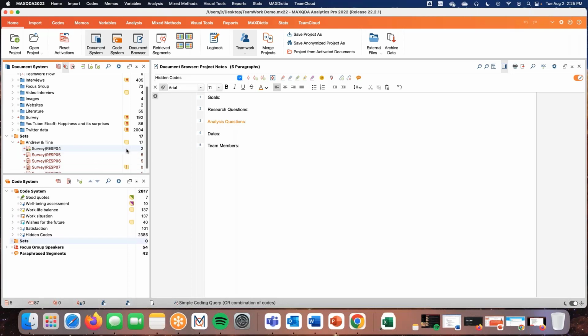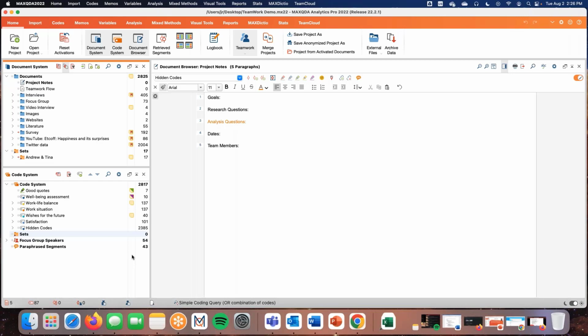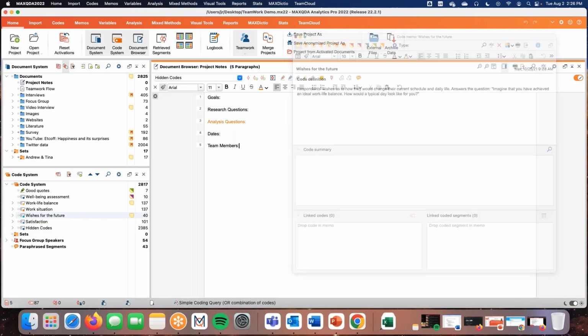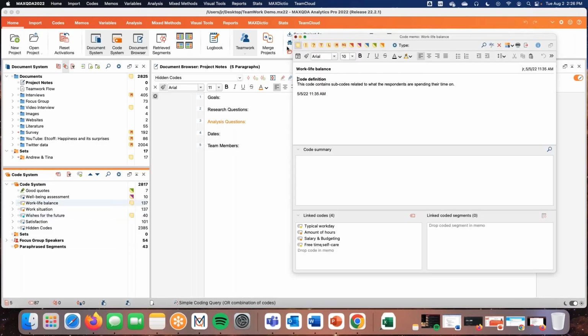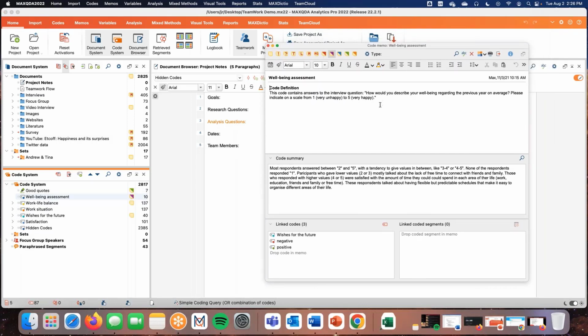Okay, we've talked a little bit about memos here in the document system, whether or not you're using a project memo or when you're using memos on sets in order to give instructions for analysts. Probably the most important memo in regards to doing team-based analysis is really these memos down here in your code system. And if we open up some of these, for example, I think work-life balance has some really good ones. Here we go. So you can see here in our well-being assessment, we have some notes in our code memo, specifically a code definition, basically saying what the purpose of this code is, how it's used for.